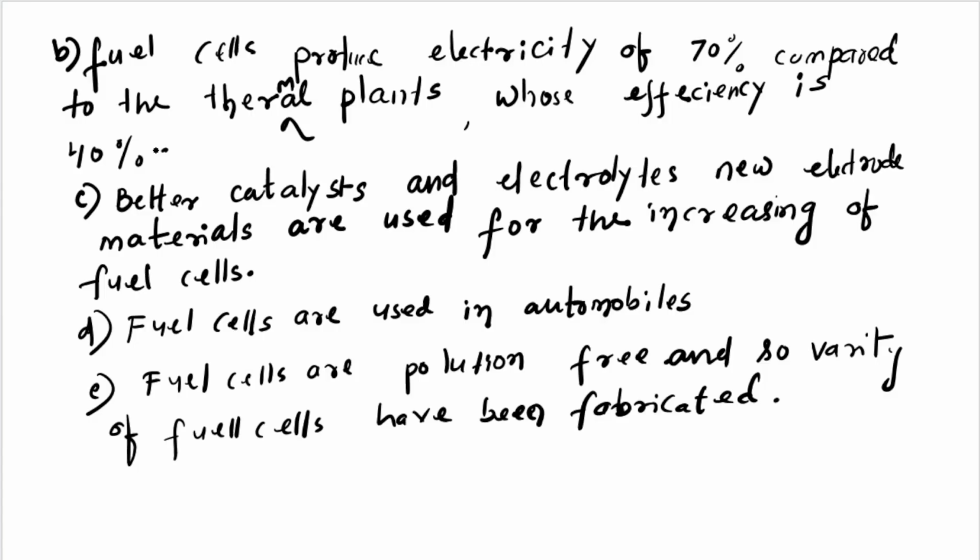Fuel cells are used in automobiles, which is very important and very advanced. Fuel cells are pollution free. Thermal plants give full pollution, but fuel cells are pollution free. When scientists observed that fuel cells are pollution free, a variety of fuel cells were fabricated.